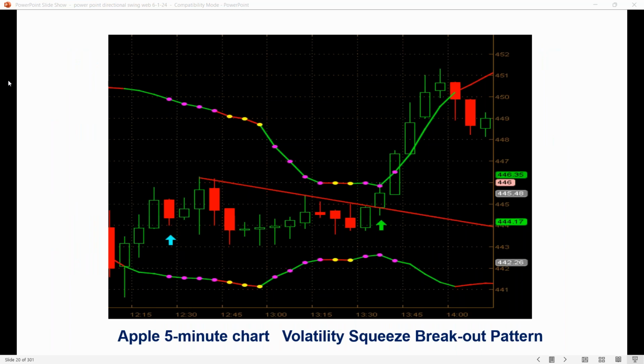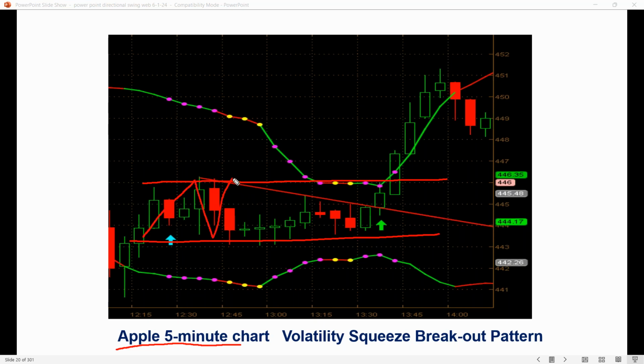So here's the pattern, what it looks like when you break it down. It's just that consolidation here. This was just an Apple 5-minute chart, but you can see Apple here in the sideways pattern, coiling up, going up and down right there, right? At some point, this is going to break out either to the upside or downside.